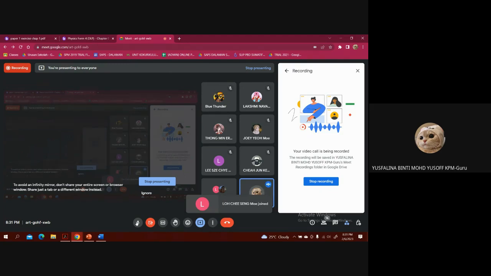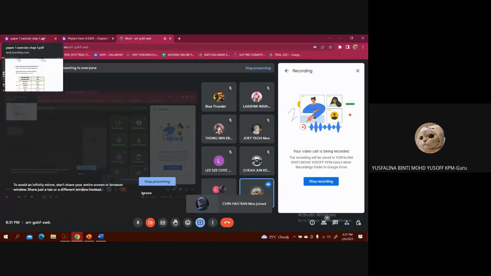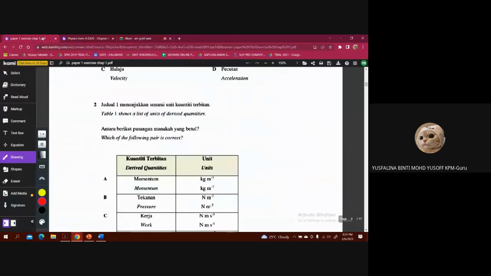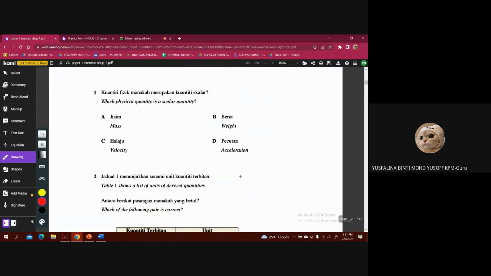So today, I think I already gave you the exercise for chapter one that we will be discussing. All right, so I will just start the class. This is from chapter one, and I took this one from the trial exam this year, from another state.